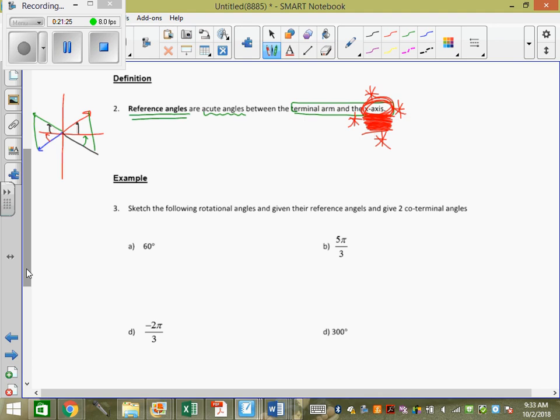Sketch the following rotational angle and give their reference angle and then 2 coterminal angles. So to sketch it first. So we're going to sketch 60. First thing we do is label.